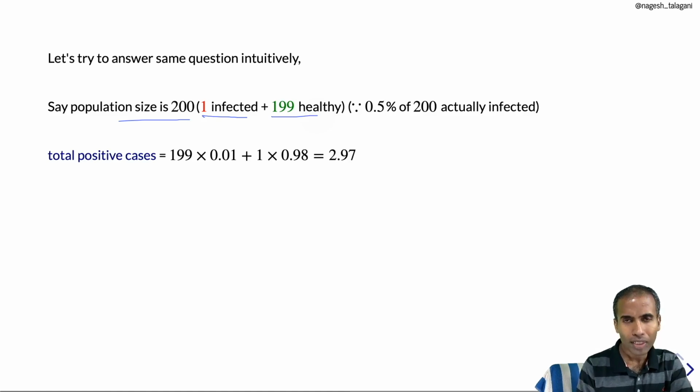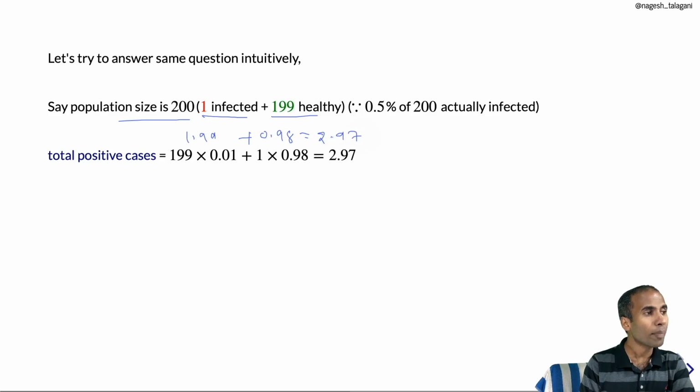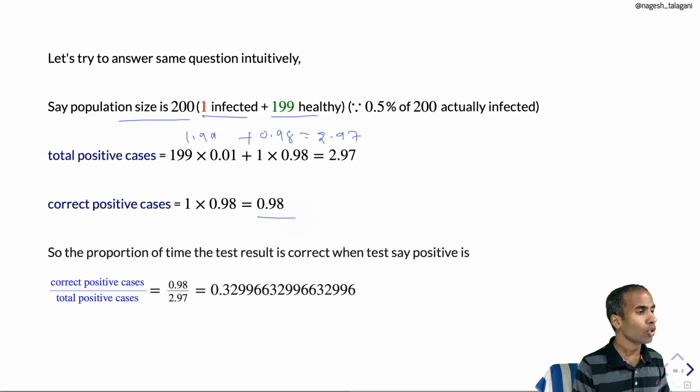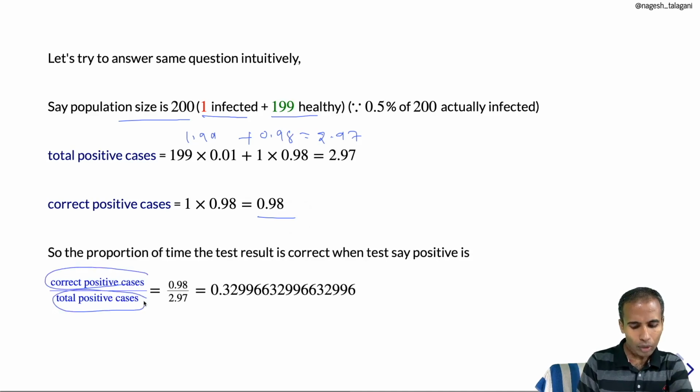So 1% of 199, which is 1.99, plus 98% of 1, which is 0.98, the total is 2.97. So the total positive cases we will get is 2.97, in which correct positive cases are only 0.98. So the proportion of the time the test result is correct when the test says positive is correct positive cases by total positive cases, which is 0.98 by 2.97, which results in 0.329966 and so on, which is exactly what we got from Bayes theorem.